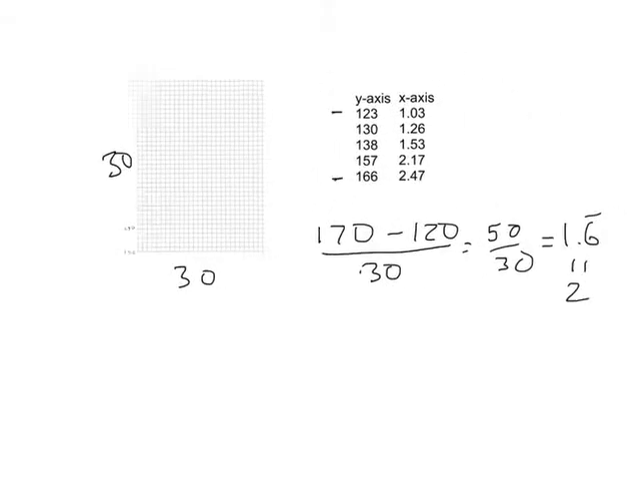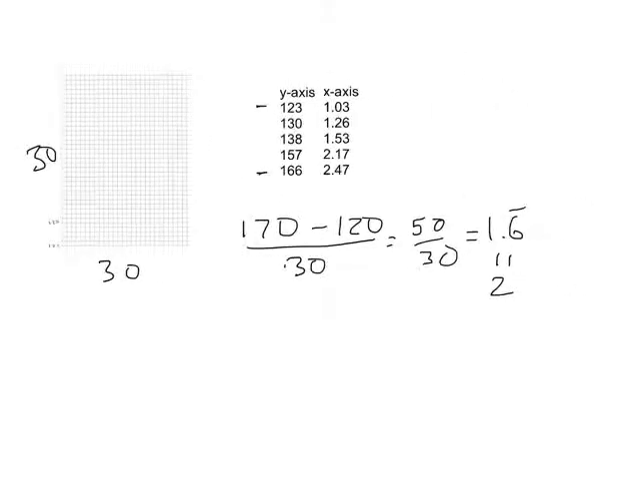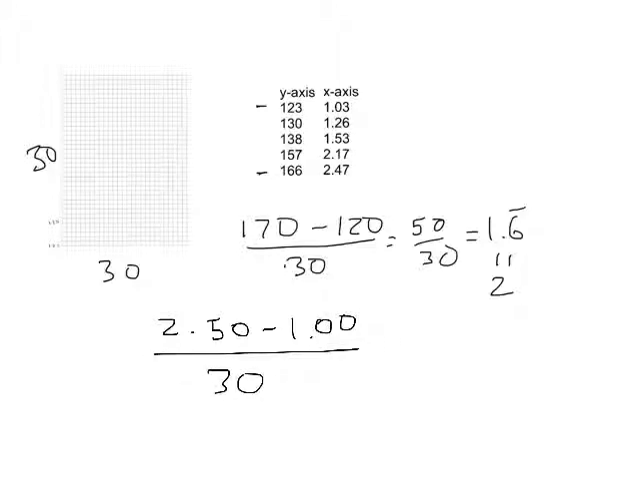Now let's go back and look at the x data, which is kind of different because it's really small. And there is not a very large difference, but I'm going to do the same steps. I'm going to take my biggest one, 2.47, and I'm just going to call that 2.50. And I'm going to round my first one, 1.03, to just 1. And I'm going to divide that by my number of squares, and that gets me 1.5 divided by 30. That comes out to 0.05.